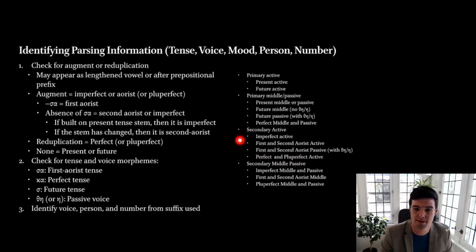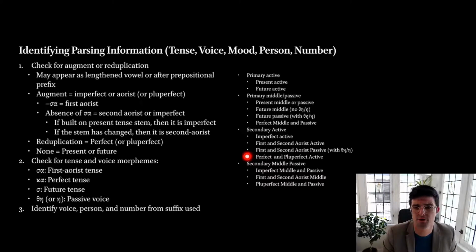And then moving down to our secondary active, these are going to be used for the imperfect active indicative, the first aorist and second aorist active, and this is going to be indicated by the saw morpheme for the first aorist, or a changed root for the second aorist. A first and second aorist passive is also going to use the secondary active, and that's going to have the theta, eta, or the eta, as well as an augment. That's also true of the first and second aorist active. It's going to have an augment as well.